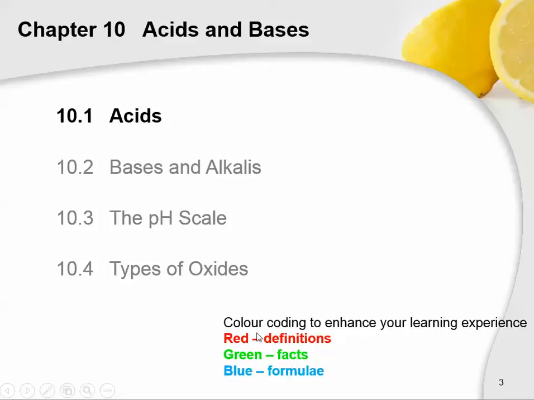Now take note that color coding is used to enhance your learning experience. Highlighted in red are the definitions you must memorize by heart. The green colors are the important facts that you have to remember. And the blue represents the formulas or general equations that you have to remember, because without them you could not write the rest of the formulas.